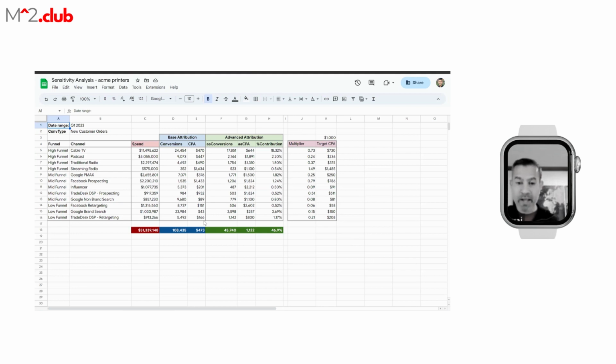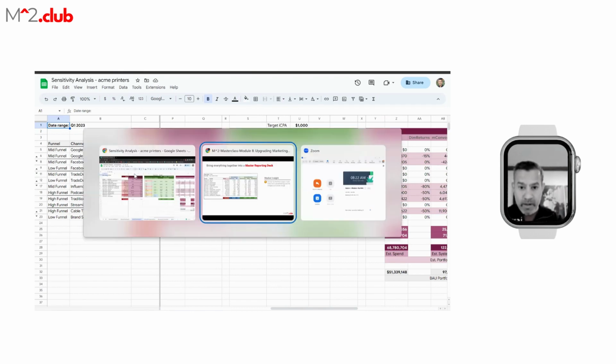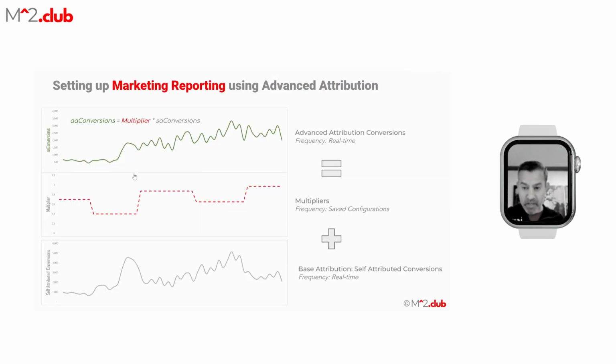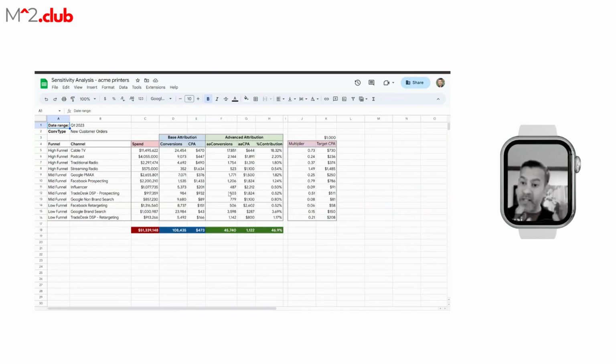Okay, that's number one. Number two, if you remember, we went in and picked different advanced attribution systems for these. Now, as I was alluding to, what we're going to do is take all the advanced attribution and translate it into multipliers and save the multipliers to a table somewhere. And now we calculate advanced attributed conversions as multiplier times platform conversions, or multiplier times base attribution conversions, right? So that is what you report over here. Now it's side by side.